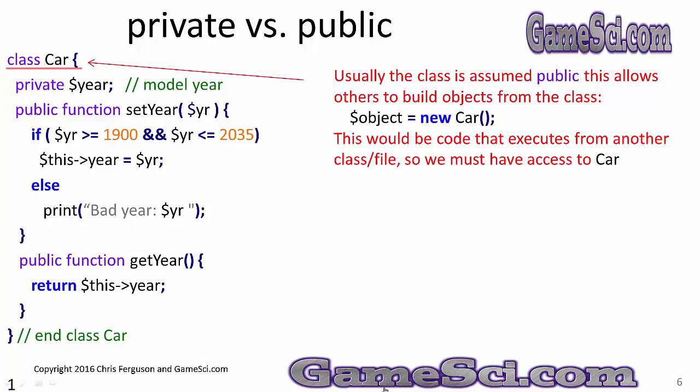This would be code that executes from another class and file. It's all about, are you code inside the class or are you code outside the class? Public means code outside the class has access to it. Private means you don't. So clearly, if we're going to build objects, this has got to be a public class. In other computer languages, you would specify this as public, but in PHP you don't. Just assume the class is public.